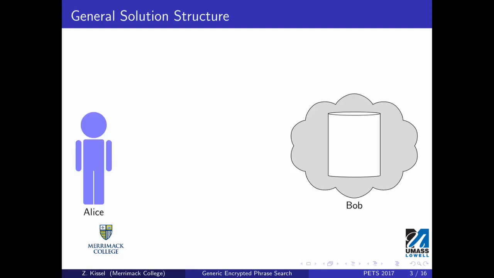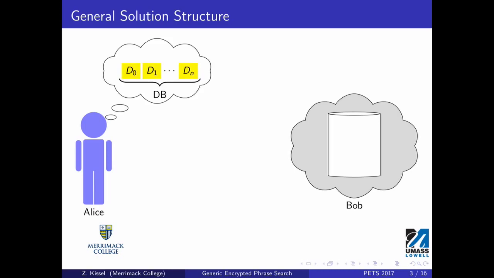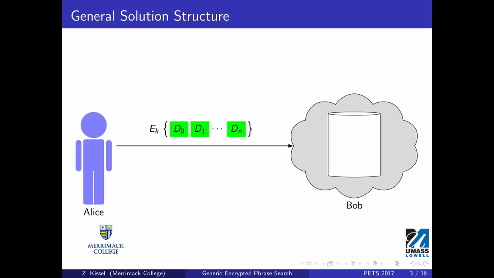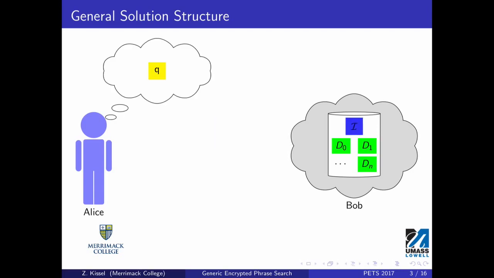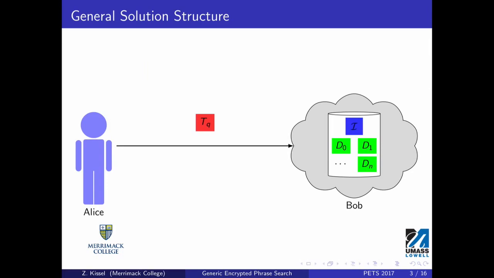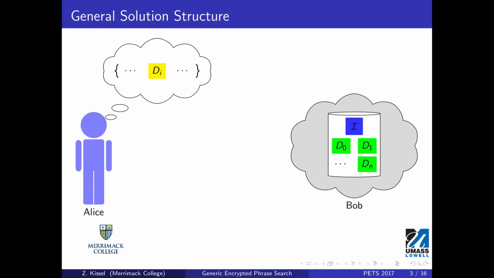The general solutions in the literature work as follows. Alice has a collection of documents. She encrypts those documents and puts them into the cloud. She then takes and builds an index and encrypts it. This index is an inverted index in particular, and it maps queries to documents that match those queries. Okay. When Alice wants to make a query, she generates a trapdoor, sends that trapdoor to Bob. Bob uses the trapdoor and the encrypted index to evaluate which documents match the query. Those documents are then returned. Alice decrypts and knows the solution to the query. Okay.